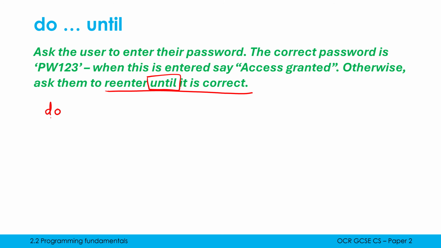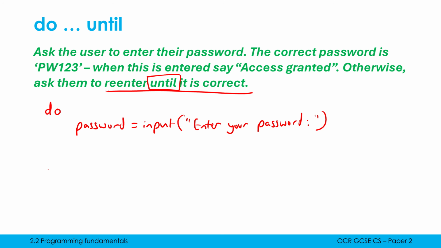So I'm going to write the word do to begin our loop. And I'm going to straight away ask the user to enter their password. So let's go password equals input. Okay, so what else needs to potentially repeat in this program? Well, actually nothing really, because when it's entered correctly, we're going to say access granted, but I won't say this inside my loop. I'll say this after my loop.